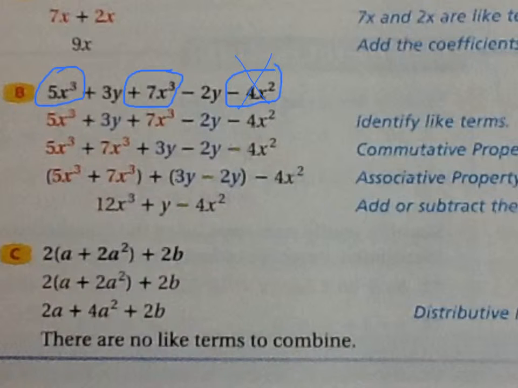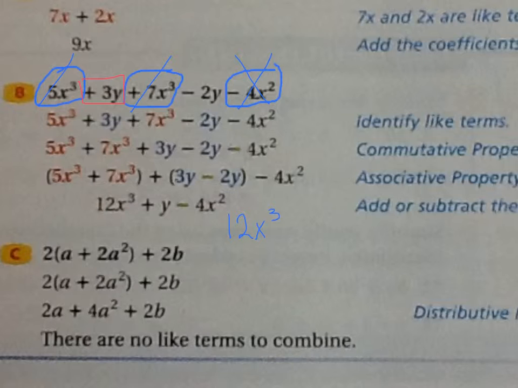So we can only combine 5x cubed plus 7x cubed. How many x cubes is that? 12. Because I have 5x cubes and I have 7x cubes. How many total x cubes do I have? 7 plus 5 is 12x cubed. Okay, I'm just going to draw a line through them. I'm done with them.